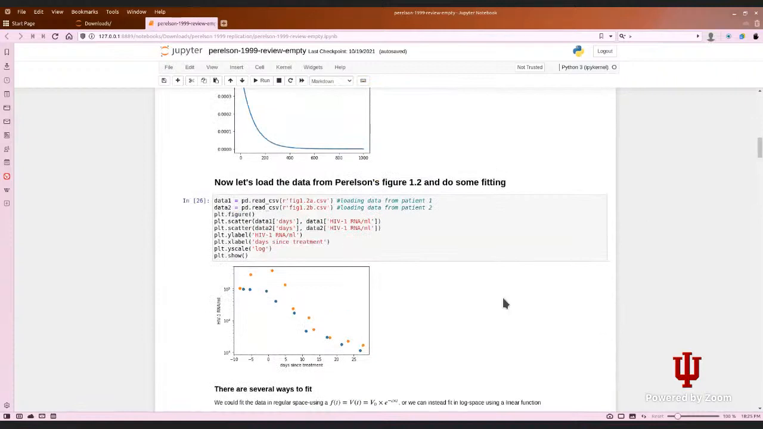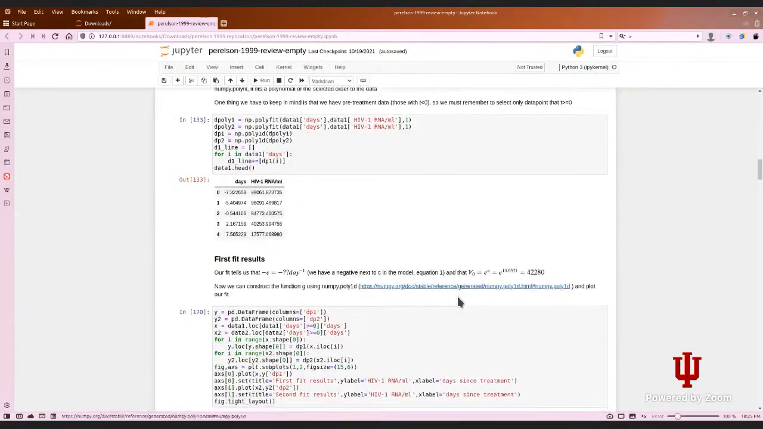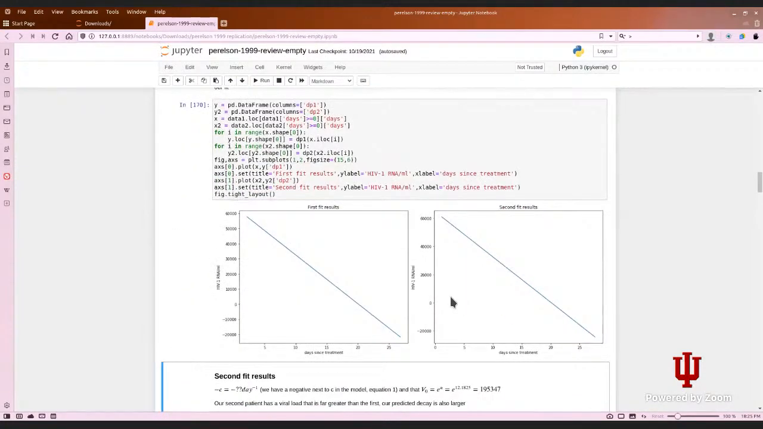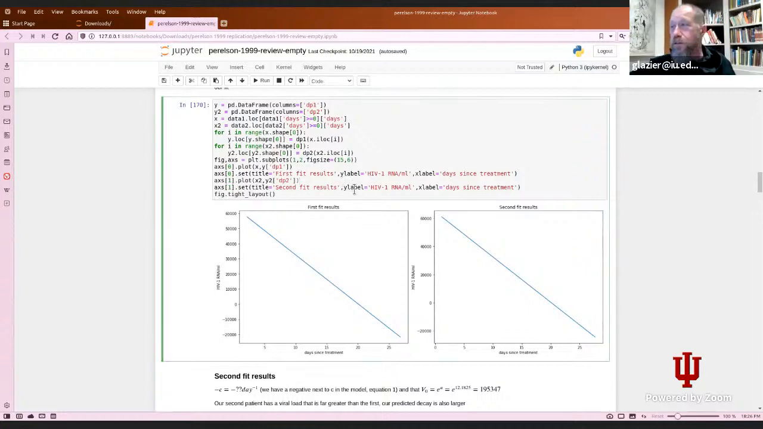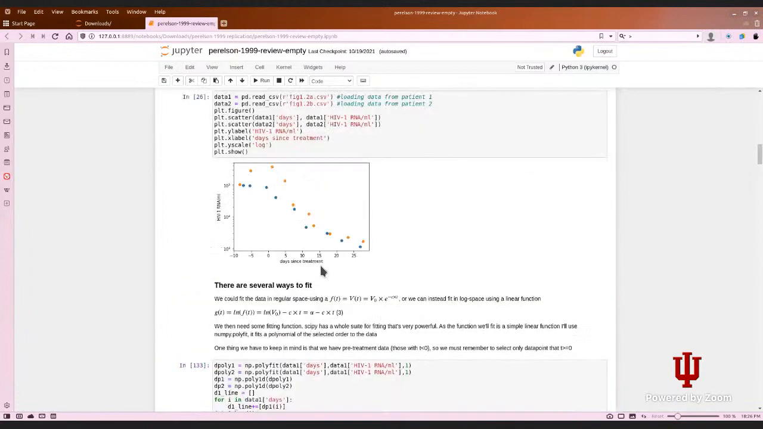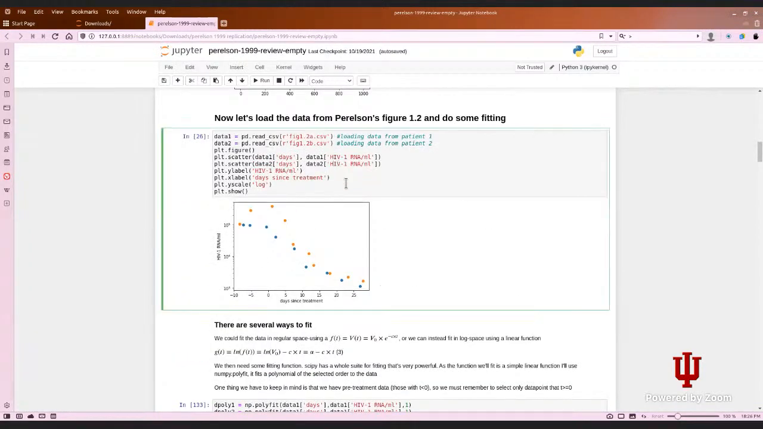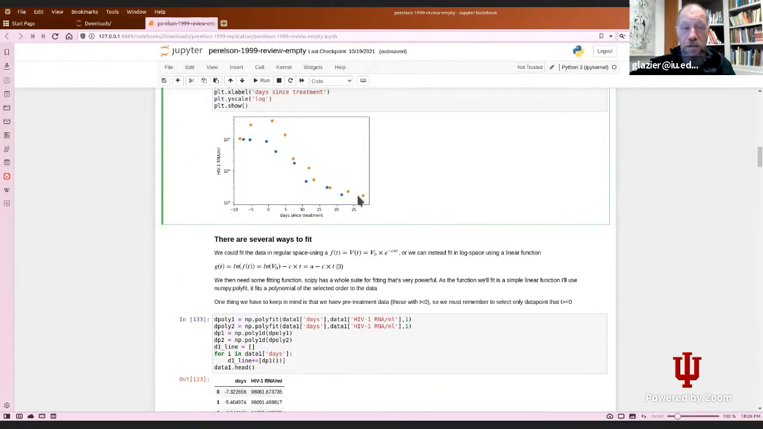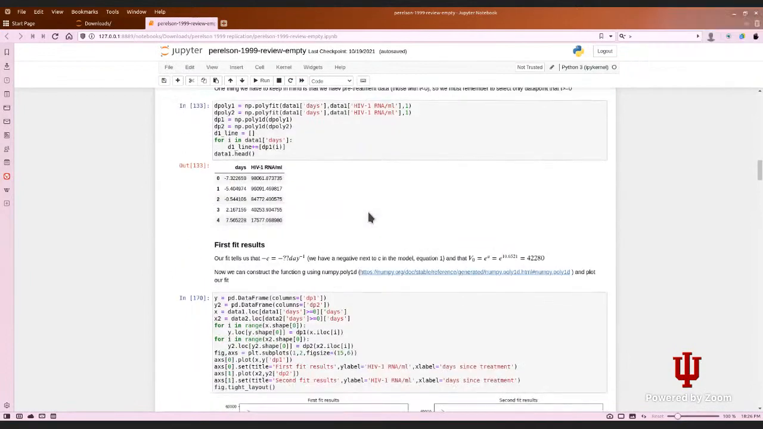Okay. So did you fit on regular space or did you fit on log space? Whenever I fit log space, I was fitting log space before, but it didn't look correct. So this is linear. Okay, so where are the data you're fitting to? Here's where I load in the data. Usually you want to put your data and your fit on the same plot, so you can see. Yeah, probably should do that.